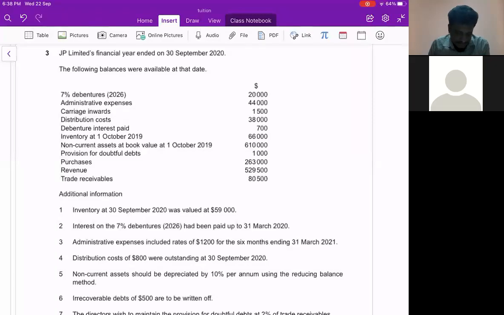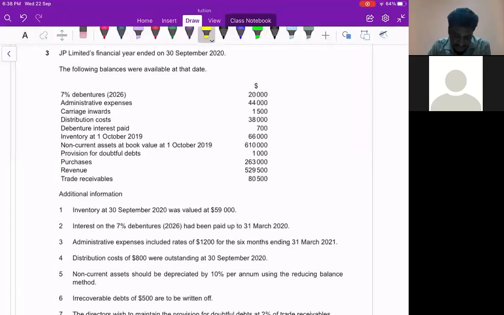This is question number 3. We do question number 3 now. We read the question first. JP Limited, year ended 30th September 2020. The following balances were available. So these are the balances.